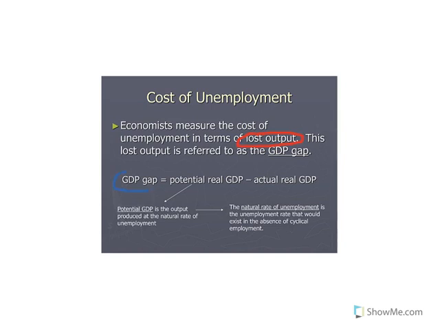The GDP gap is potential real GDP minus the actual level of real GDP. And potential GDP is the amount of output that we can produce if we are at the natural rate of unemployment, meaning that everybody has jobs except for those that are seasonally unemployed, frictionally unemployed, or structurally unemployed.